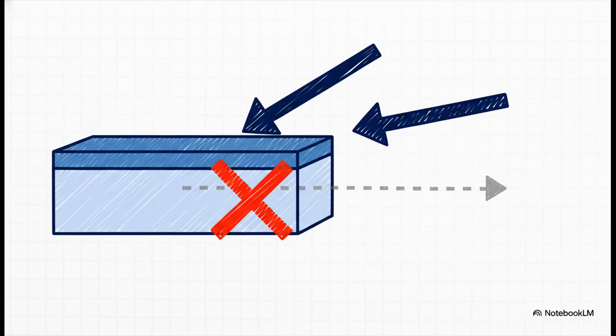All right, next up we have something called grazing incidence XRD. The name kind of gives it away. The X-rays come in at this really shallow grazing angle. And that's no accident. It's a super clever trick to make sure the X-rays only interact with that super thin top layer, while pretty much ignoring the thick material underneath it.